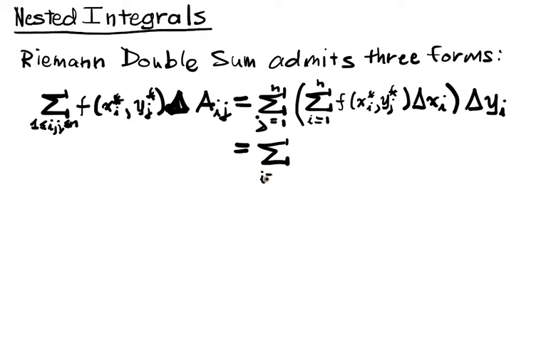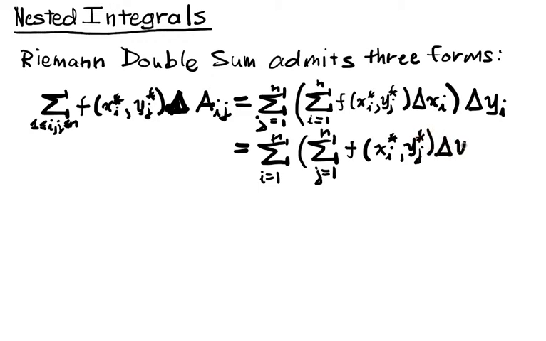I've got the sum from i equals 1 to n. So now I basically sum in the other index first. So now here, inside of the sum, I'm going to leave xi star fixed. And now I'm summing over all the y terms, and I have delta xi outside.